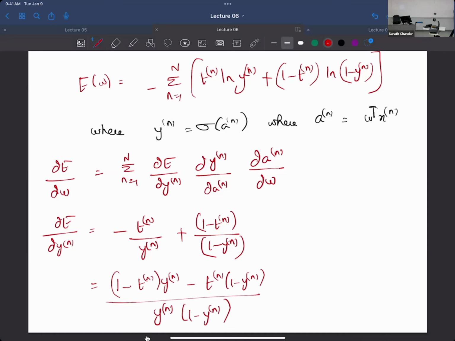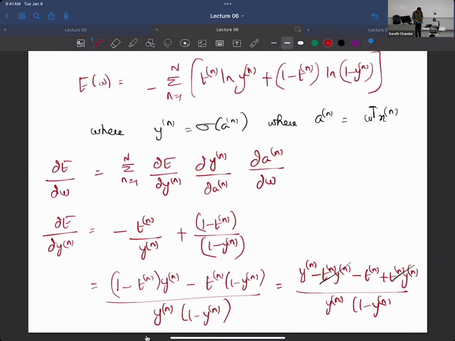Okay, I'm just multiplying things and rearranging them. So this is yn minus tn yn minus tn plus tn yn divided by yn into 1 minus yn, and you can cancel these two things, right? So this becomes simply yn minus tn divided by yn into 1 minus yn. Okay, so this is my first term, dou E by dou yn. Is it clear?